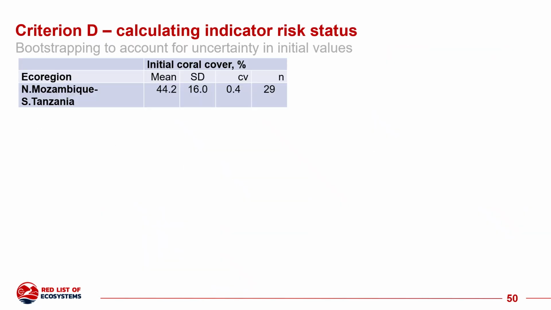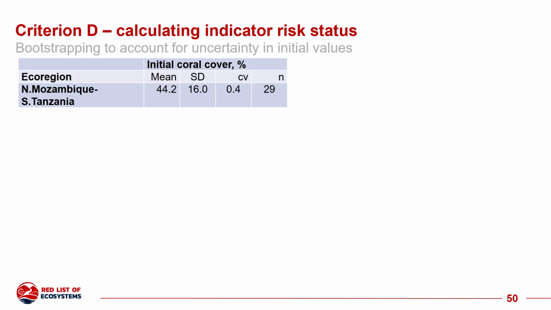Now, let's briefly dip into some of the technical details of how the Western Indian Ocean assessment applied initial values when calculating the relative severity of decline for each indicator under Criterion D. The method allows you to account for uncertainty in the estimated initial value from literature or reference sites and apply it across all reef sites with current data.